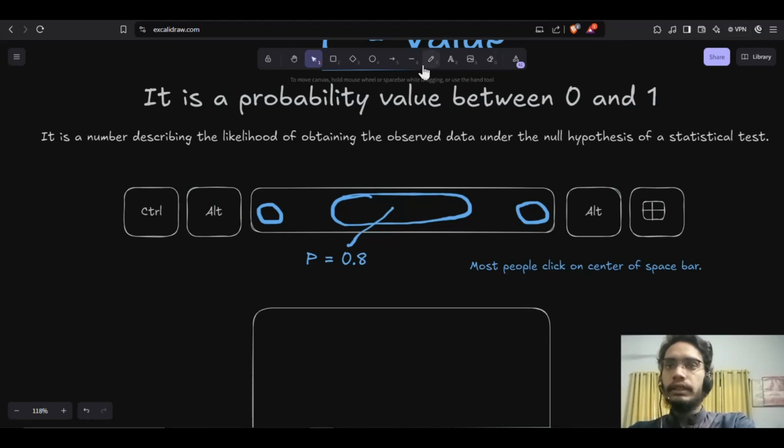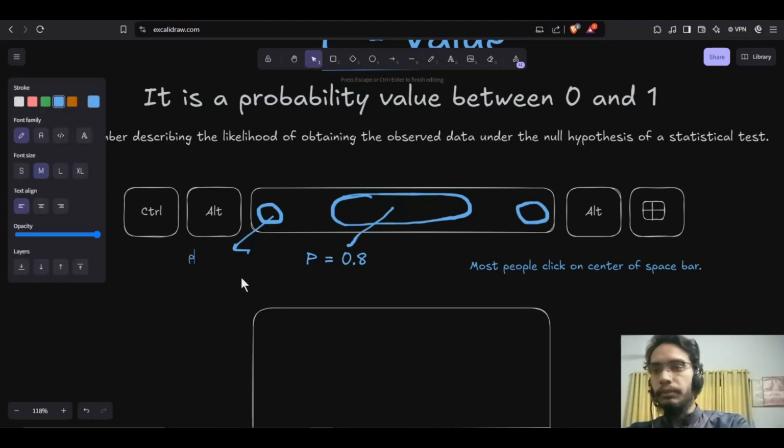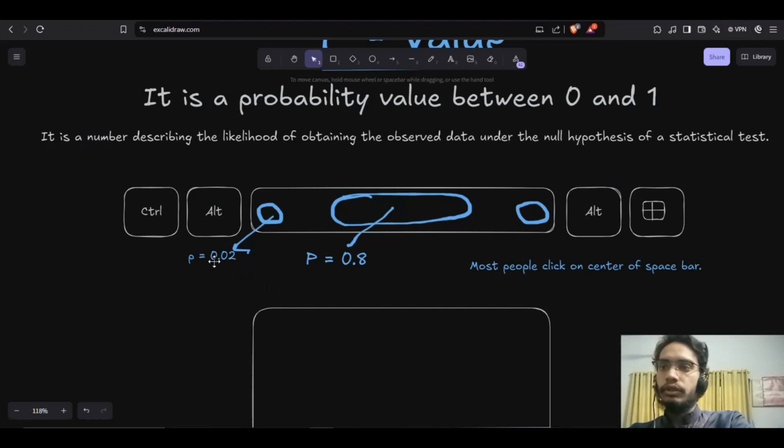So in this region, for example, let's say your p-value is 0.02, right? What does it mean? That only sometimes are people clicking on this region, which is obviously not the center, right? So this is all about your p-value.